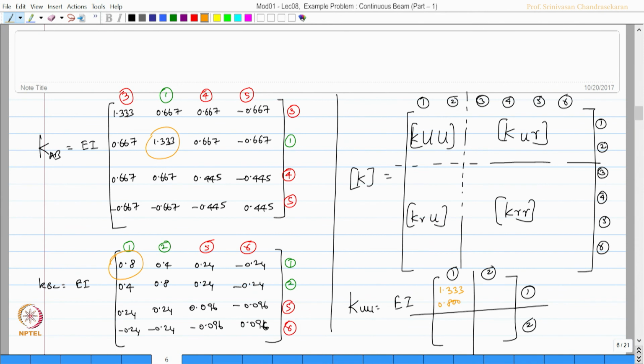Then I want to pick up 1 2. 1 2 is this value which is 0.4. I want to pick up 2 1. 2 1 is this value which is again 0.4. I want to pick up 2 2, which is this value, 0.8. So, friends, my KUU matrix is actually EI times of 2.133, 0.4, 0.4 and 0.8.